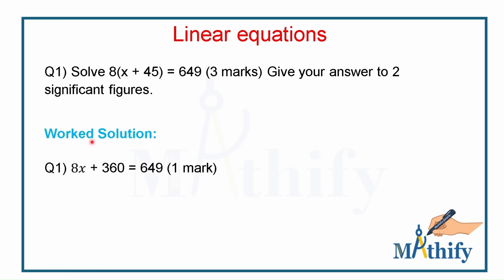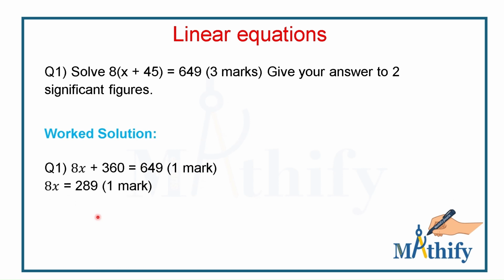Next, to get the second mark, we need to make 8x the subject. Therefore, our plus 360 will be moved to the right side of the equation to make it minus 360. 8x is equal to 649 minus 360. That will give us 289. 8x is equal to 289. These are your 2 marks secured.